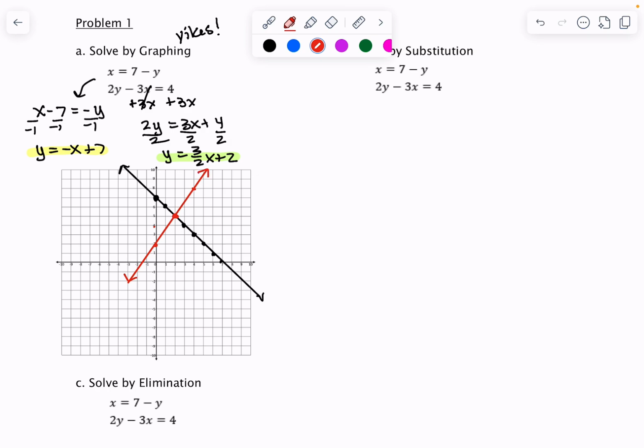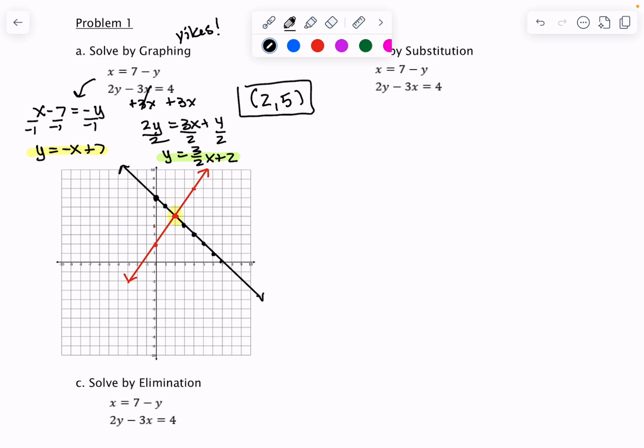So I found my point of intersection. I found it right here at (2, 5), but it was a real pain to get there. That was not super fun. So maybe when we have x and y on the same side, the graphing method isn't as great.